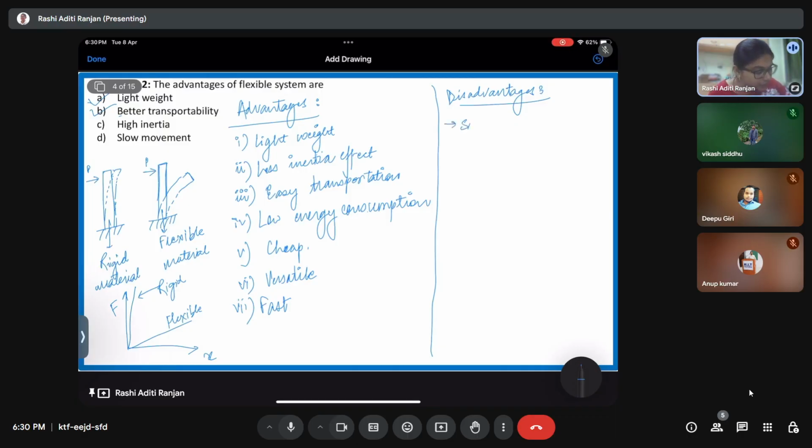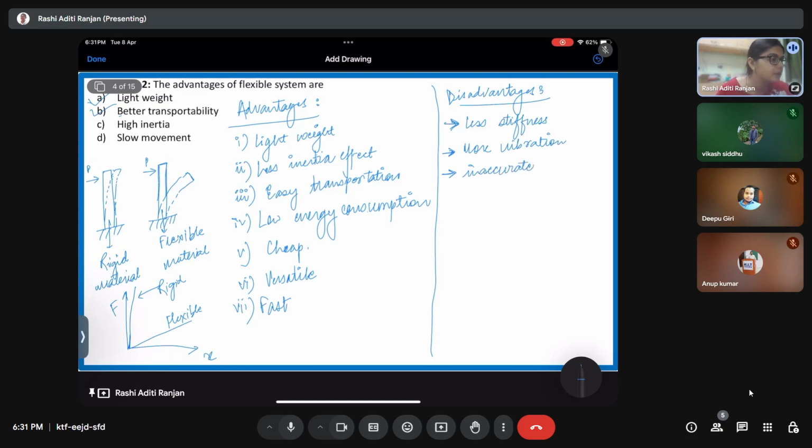So, one of the biggest disadvantages: less stiffness. Because of the less stiffness, what is going to happen? It is going to show more vibration. And because of this more vibration and less stiffness, it becomes very difficult for us to control the flexible system, right? And because of that, since it is difficult to control, it is inaccurate.